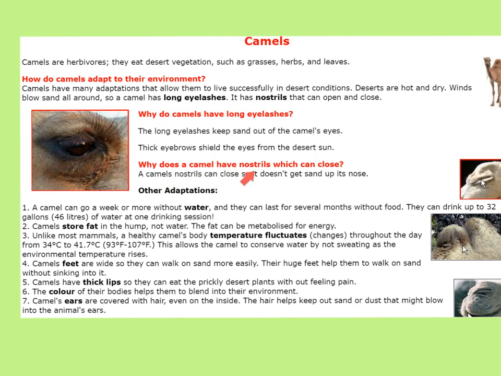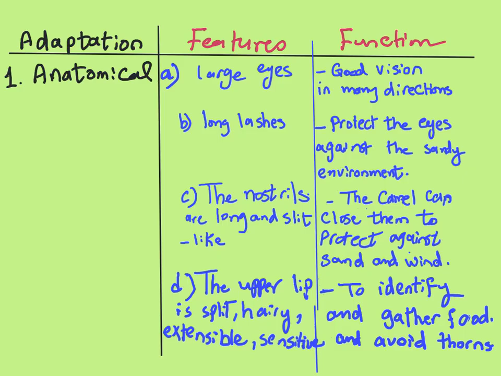Why does the camel have nostrils which can close? The camel has very long nostrils that go very deep inside, and the camel can close them. This helps the camel not let sand get into its nose. It has many other adaptations too. You're going to learn more about them in the coming slides.